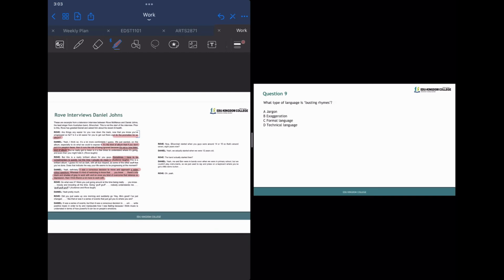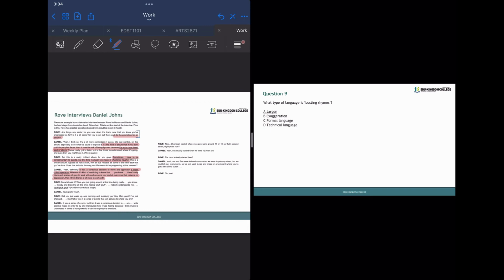In question 9, you don't need the entire sentence to answer the question. What type of language is busting rhymes? You can just use the busting rhymes part. Busting rhymes is specific to singing and music in general. No one would say, like, busting an artwork, right? No one really says that. It's a bit weird to say, but we do hear people say things like busting out a rhyme, as in singing. Because it's specific to music, that would make it jargon.